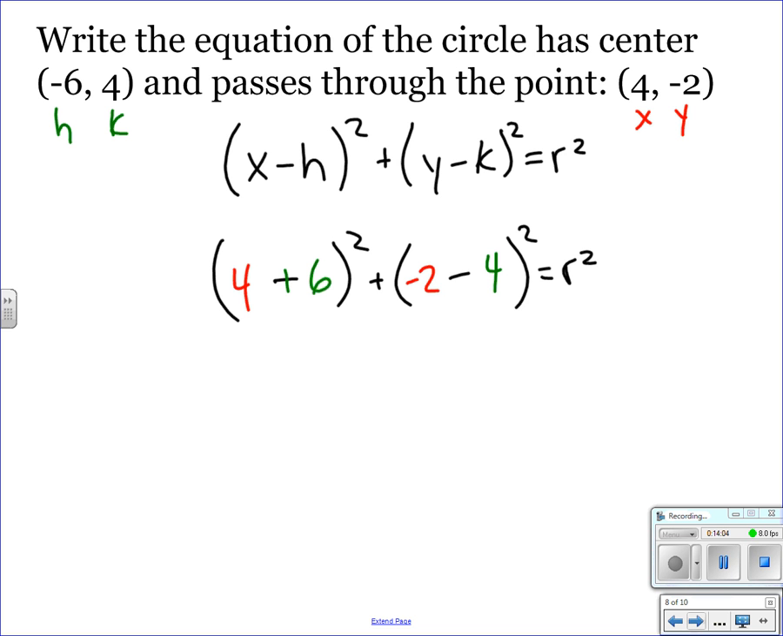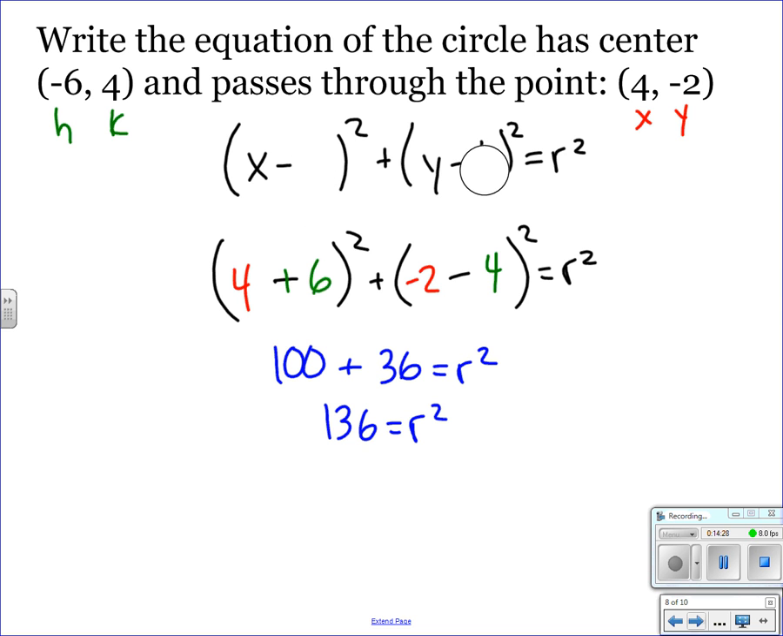Now, it's just a matter of simplifying. 4 plus 6 is 10, squared is 100. Negative 2 minus 4 is a negative 6, squared is 36. So r squared is 136. And that's okay if that doesn't come out to a nice radical. So now I need to make sure I write the equation. At the end, you plug in for h, you plug in for k, and you plug in for r squared. R squared is 136. That's why I didn't worry about square rooting, because I needed what r squared was.